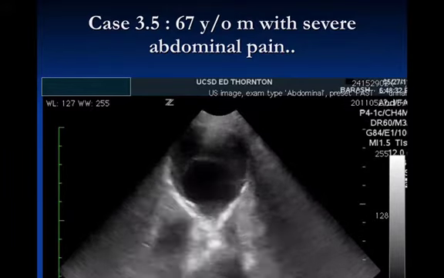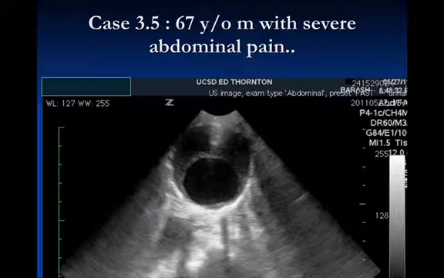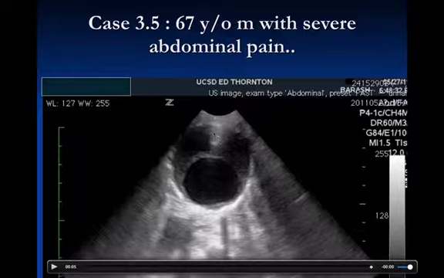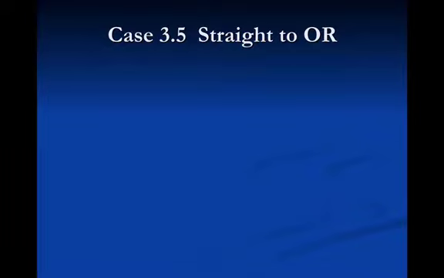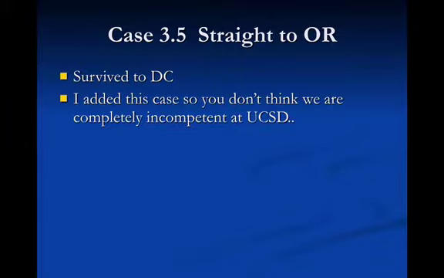This is another 67-year-old male, came in with severe abdominal pain. And again, you see this aorta has a large amount of clot here, and I would measure from outer wall to outer wall here. So this got our attention right away. He went straight to the OR and he survived to discharge. And I put this case in so you don't think we are completely incompetent here at UCSD in our management of AAA, because the other cases aren't quite as good.